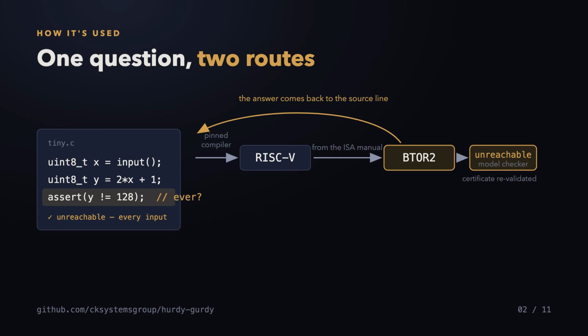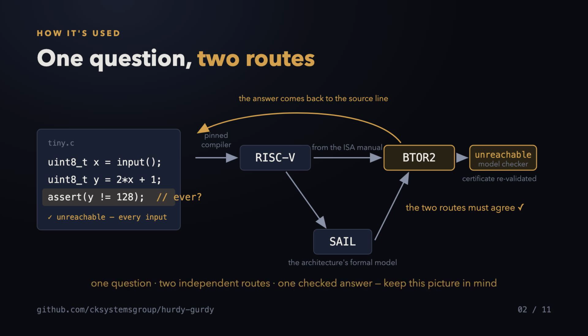But there is a second way down. The same RISC-V code also reaches Beta 2 through SAIL, the architecture's formal model, and the two roots must agree. One question, two independently built roots, one checked answer. Keep this picture in mind. The rest of the video explains why each step deserves trust.